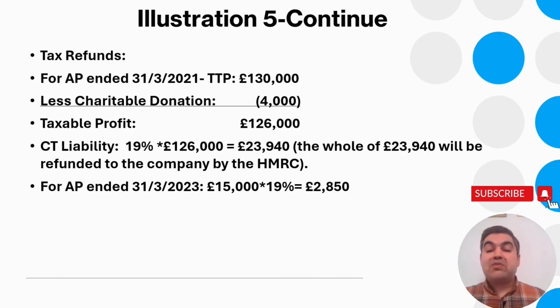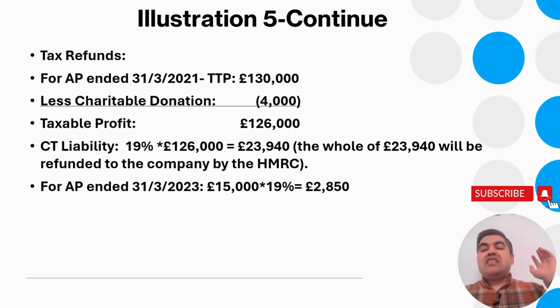Because we're not aware of the result of 31st March 2022, what would happen? However, once you report this profit, the total taxable profit is 126,000. So in this one you pay tax of 23,940.